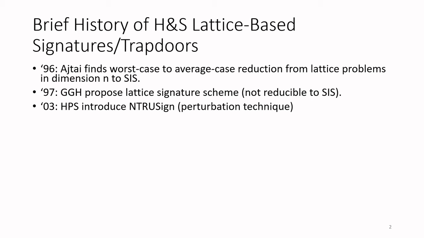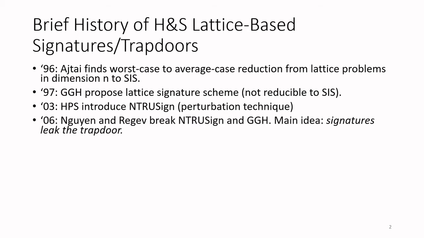In 2003, the NTRU authors introduced a perturbation technique in a scheme they call NTRUSign. And this technique is very important because it's later adapted to digital signatures based on discrete Gaussian sampling. And our work is going to rely heavily on this evolved version of this perturbation technique. So in 2006, Nguyen and Regev break NTRUSign and GGH. And the idea is that each signature leaks information about the trapdoor.